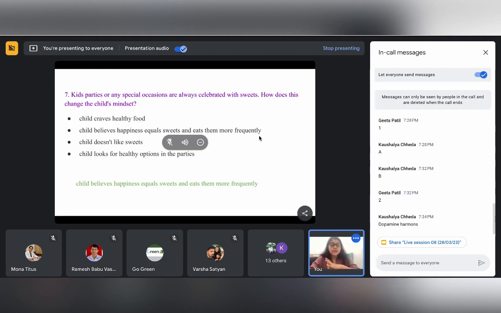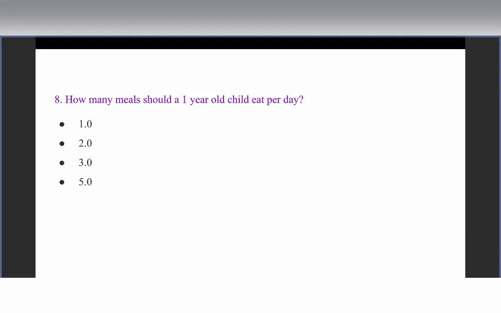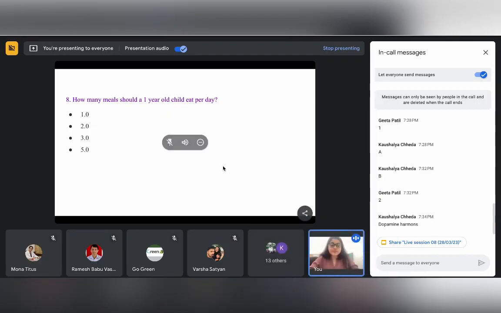To combat this situation, it is very essential that during complementary feeding the child be given sweet tasting food in the form of fruits as the source of that sweet taste, so that a proper balance is maintained between the fruits and the other food groups, right? Okay, so we'll move on to our next question.